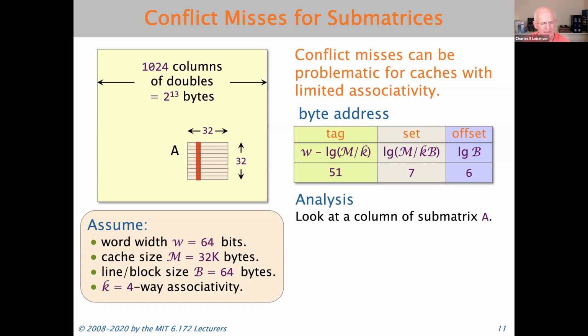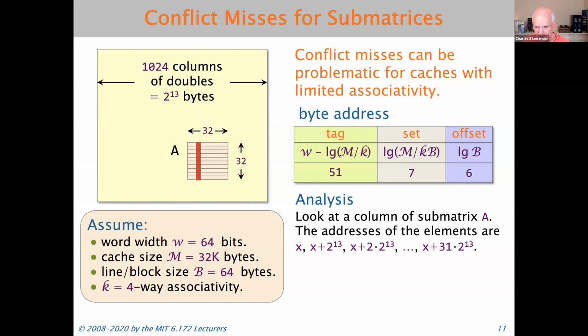Okay, now let's analyze this a little bit. What I want to do is start by taking a look at a column of the submatrix A. Okay, so 32 doubles that are in a column. Let's say, what addresses does this column represent? Let's say the address of the first element in the column is X.